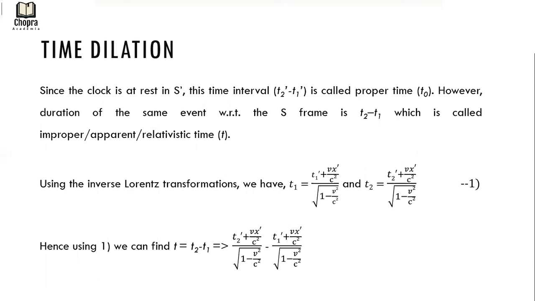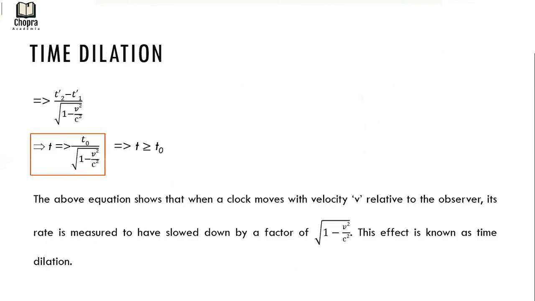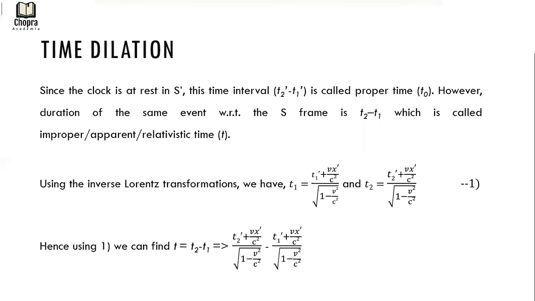However, the duration of the same event with respect to S frame is T2 minus T1, which is called improper, apparent or relativistic time. Please understand this, because this is the measurement made with respect to the S observer who is far away from this clock. So this time is called the improper, apparent or relativistic time.